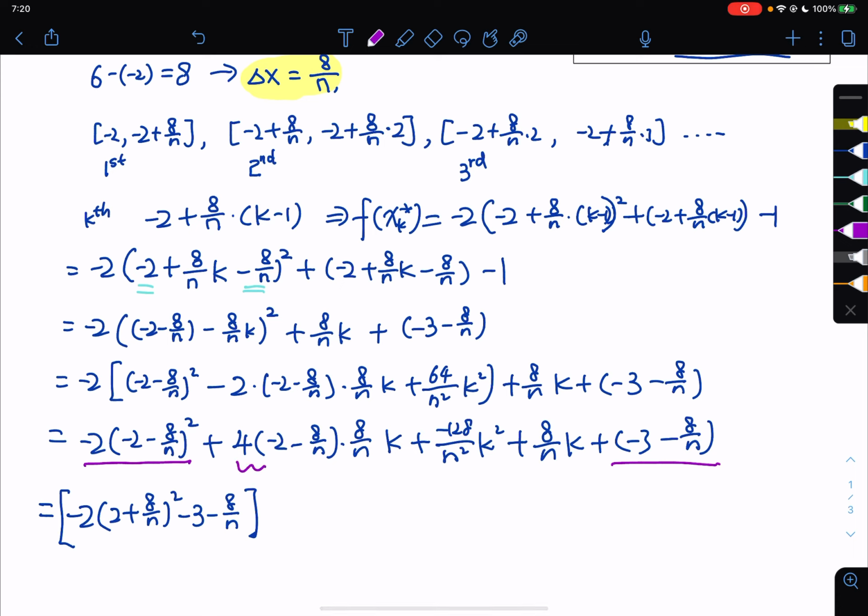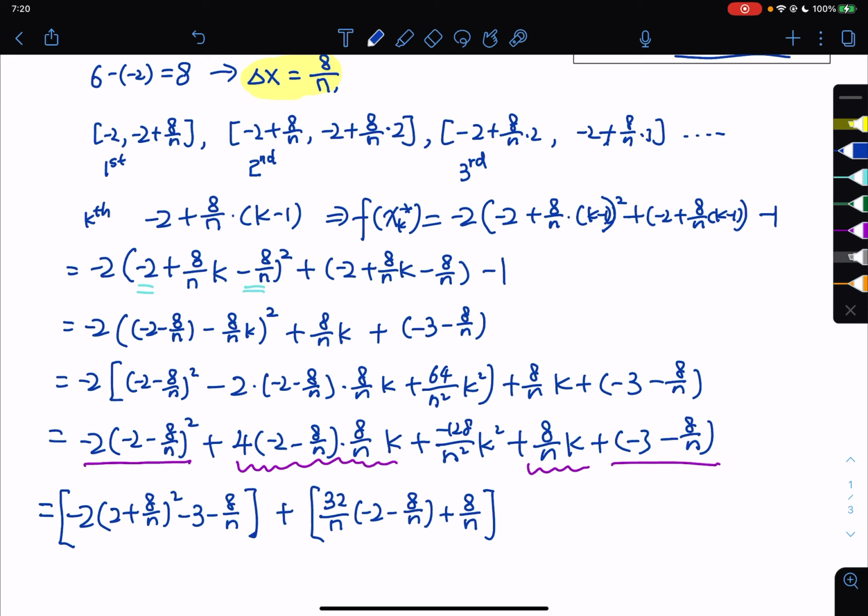My second term has a k, but it's just order 1. So I'm going to write it as 32, because 4 times 8, 32 over n, -2 minus 8 over n, plus 8 over n, together, k. So that's my second piece.